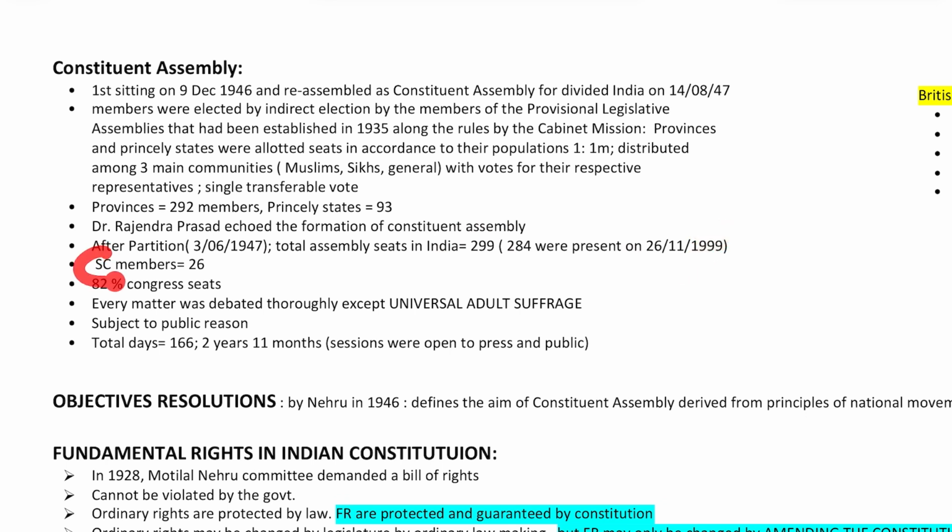And state SC members were 26, scheduled caste members were 26, 82% were Congress seats. Every matter was debated thoroughly except the universal adult suffrage, subject to public reason, and it took a total of 166 days, 2 years and 11 months. Sessions were open to public and press.